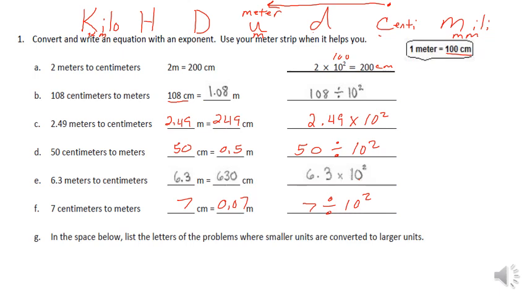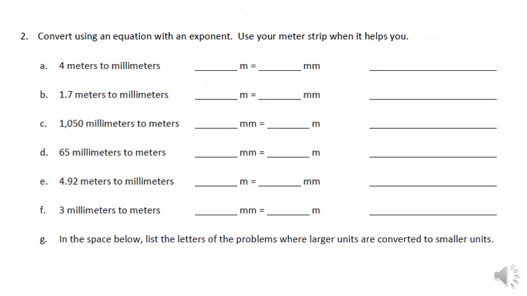G says in the space below, list the letters of problems where the smaller units are converted to larger units. Smaller on this one would be centimeters to meters. So on B, we're going from centimeters to meters. And D, we're doing centimeters to meters. F, we're doing centimeters to meters. So those are the three where we're actually going from smaller units to larger units.